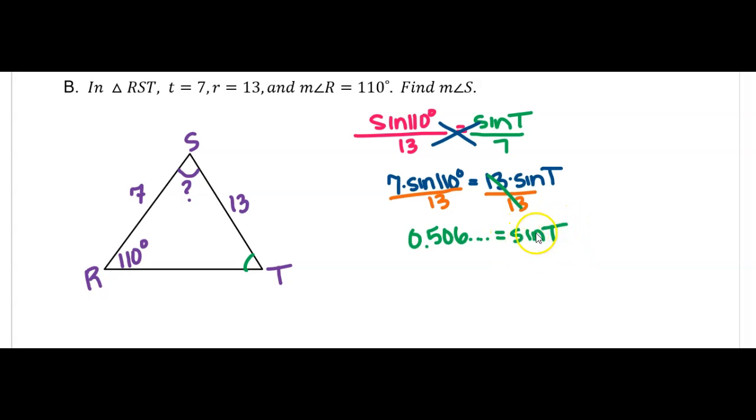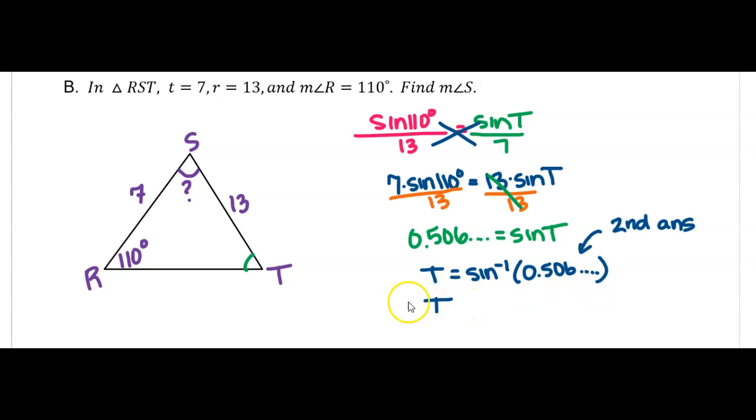And remember, if we're looking for a missing angle, to get rid of sine, we are going to do a sine inverse. So to get angle T, we are going to do the sine inverse of 0.506. When you're typing that in, you can press second answer on your graphing calculator and it will put in the whole decimal. Otherwise, try to put in as many digits as you can so that the angle measure is as accurate as possible. So the measure of angle T is going to be approximately 30.4 degrees.